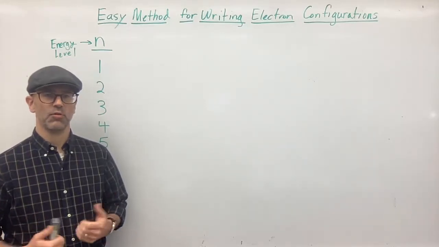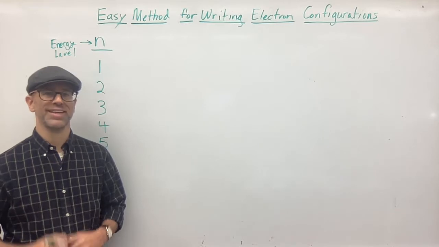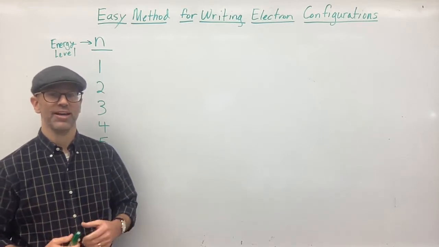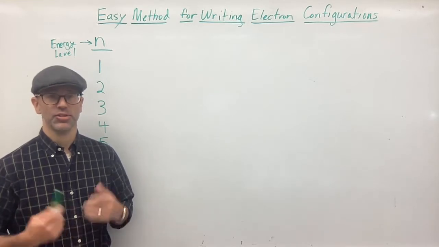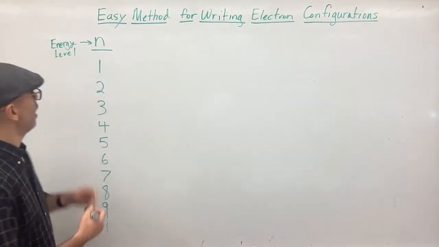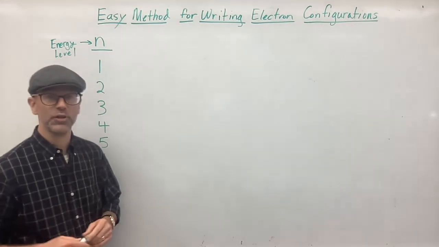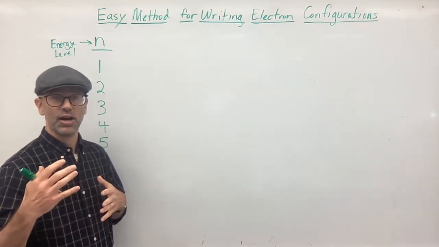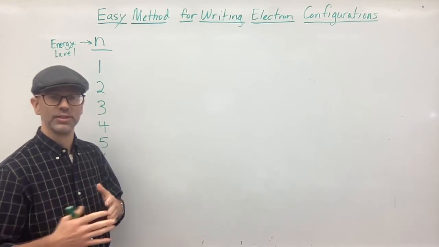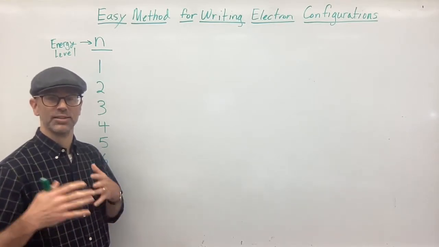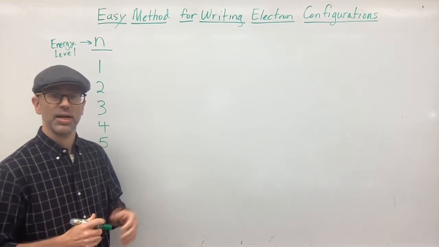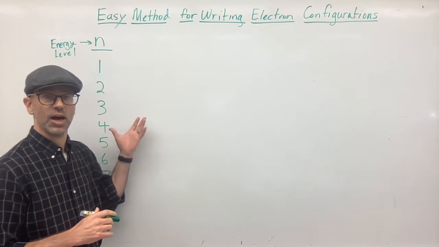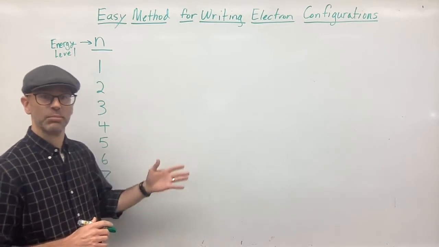My name is Mr. Cobalt, and in this video I'm going to show you an easy method for writing the electron configurations in the order in the orbital diagram. So let's get into this. In a previous video we talked about how the energy levels are related to the sublevels, and how the sublevels related to the number of orbitals and things like that. But in this video, we're going to focus on just the relationship between the energy levels and the sublevels.